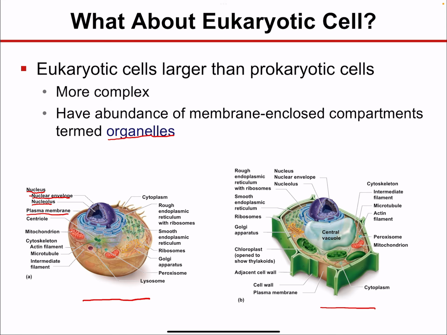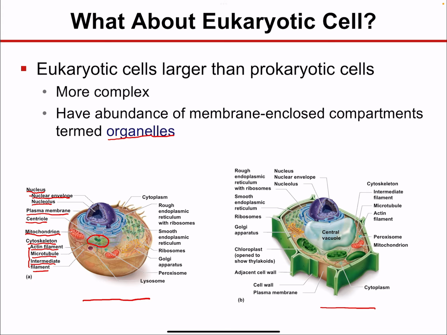okay? The centrioles that are located here. What are the centrioles and what role do they play in the cell? We are going to see that. The mitochondria. We're going to have the cytoskeleton. Among the cytoskeleton, we're going to have the actin filaments, the microtubules, and the intermediate filaments. These are the three types of protein fibers that make up the cytoskeleton.